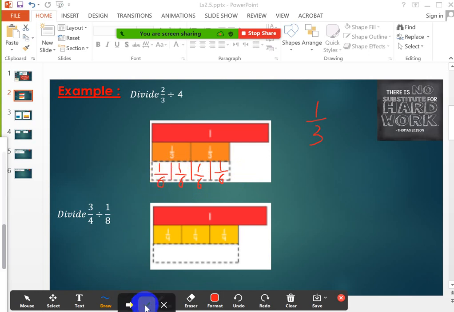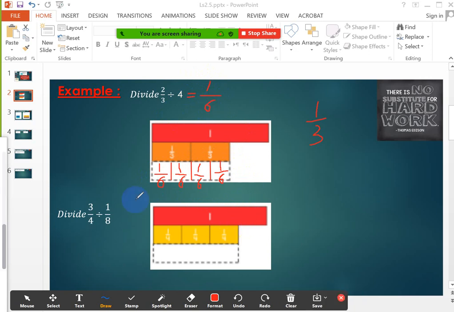Okay? So the answer for this division equals the amount in each group, because I divide this whole part into 4 equal parts or 4 groups. What is the amount in each part? The amount is 1 over 6. That means this is the answer for the division according to this model. So the answer is 1 over 6.